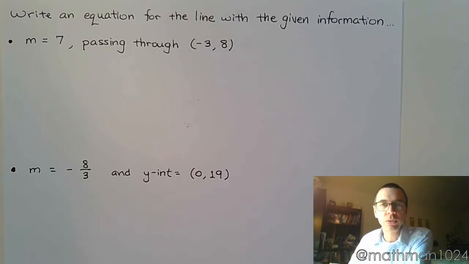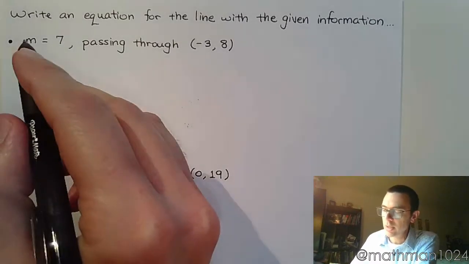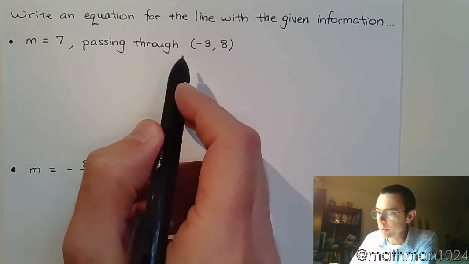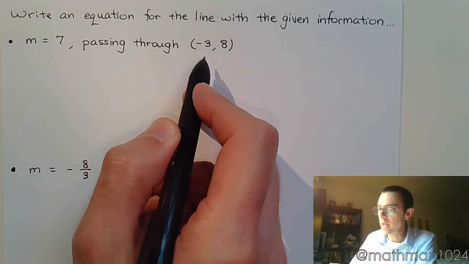In this video, we want to look at writing equations of lines given certain information. So starting here in this first question, we were told that for a line, the slope is 7, and we're going to be going through the ordered pair negative 3, 8.